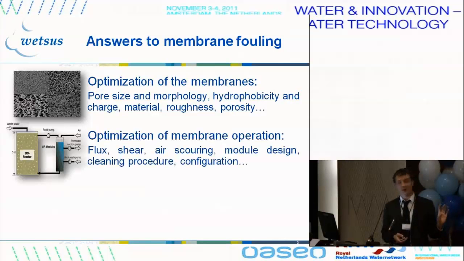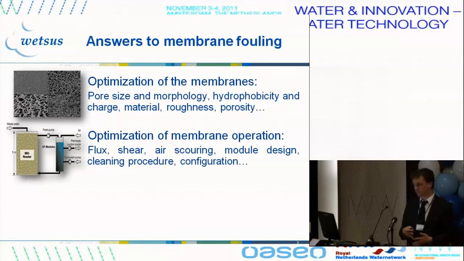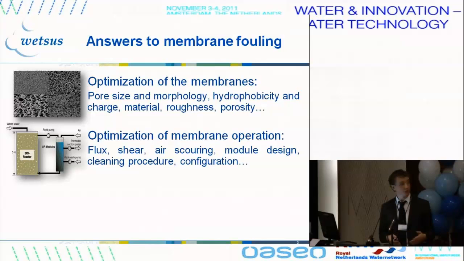Then you can optimize the membrane operation. If you reduce your flux, you will have less fouling. You can have some shear, some air scouring, some better module design, some cleaning procedures, or for example, a very nice membrane cleaning configuration which goes downstream, if you heard about it.